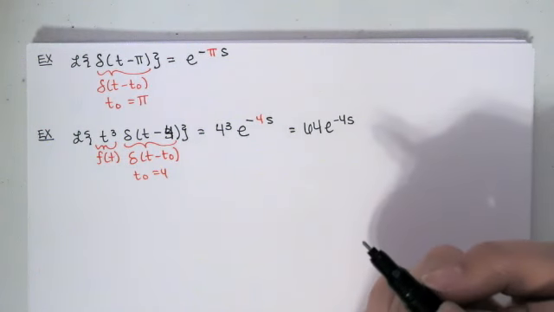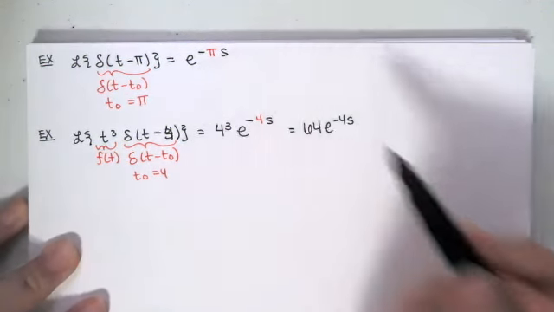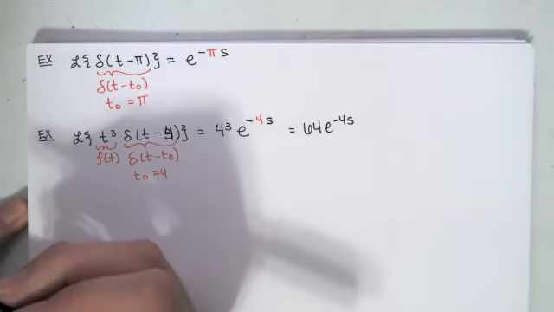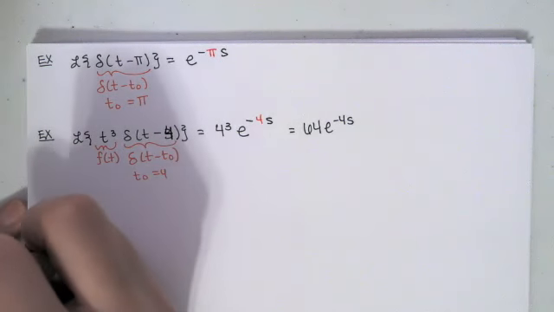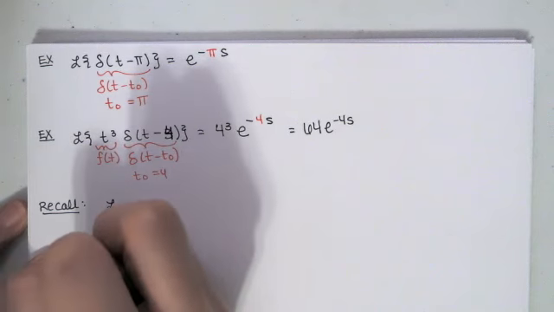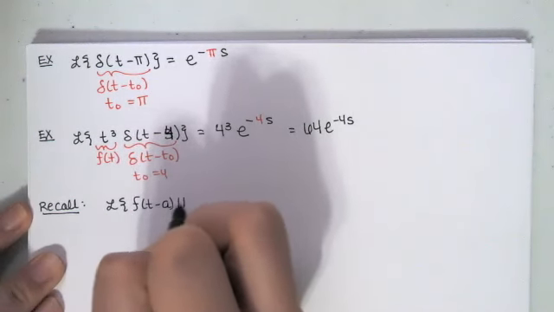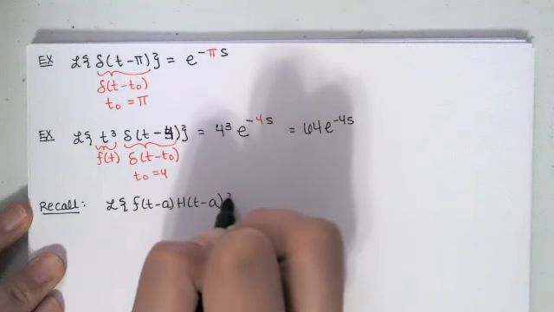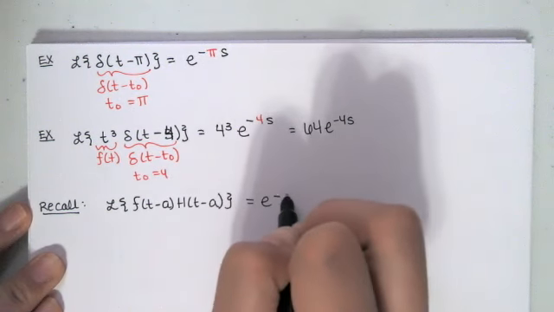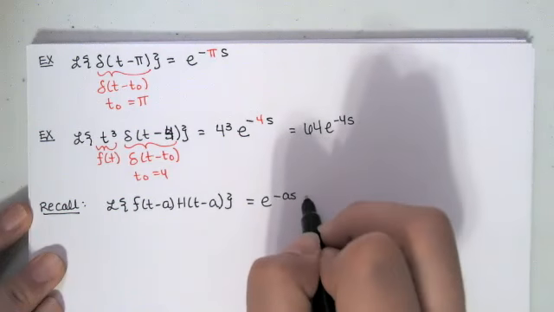Easy, very easy. Now, if you're saying to yourself, where have I seen something like this before? Remember this? When we took the Laplace transform of f of t minus a times h of t minus a, we said that that was e to the negative as times the Laplace transform of f of t.